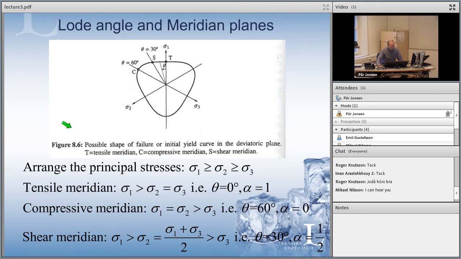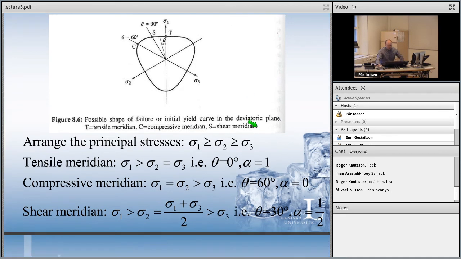And if you look at shearing, you will be in this position here, theta 30 degrees. So sigma 1 will be larger than sigma 2, and sigma 2 will be exactly the same as sigma 1 plus sigma 3 divided by 2. I don't know if you can see it here, but you also have alpha 1, alpha 2, alpha half. I will come back to that on the next slide, where you have this alpha. Depending on how you load it, you will change the angle, and you will also change this alpha.